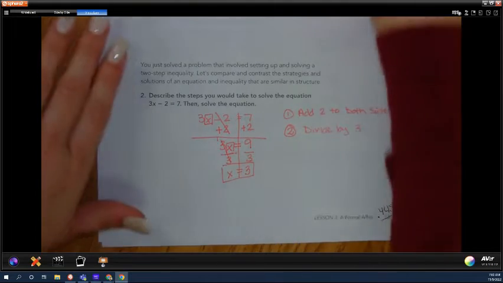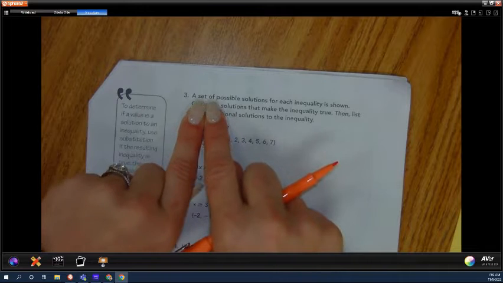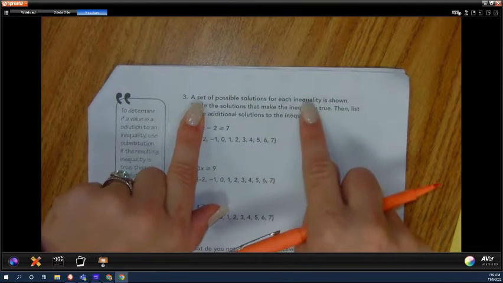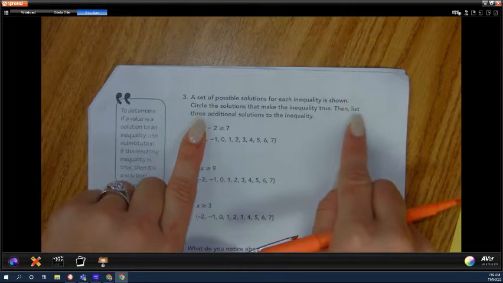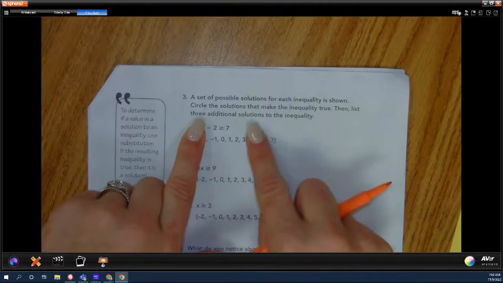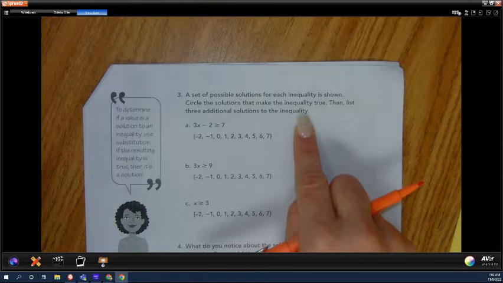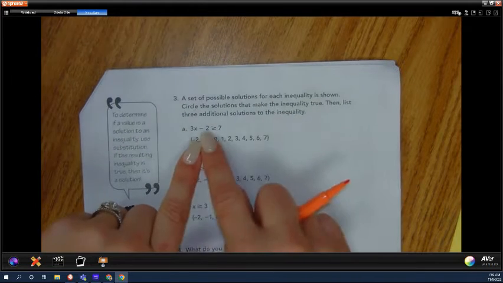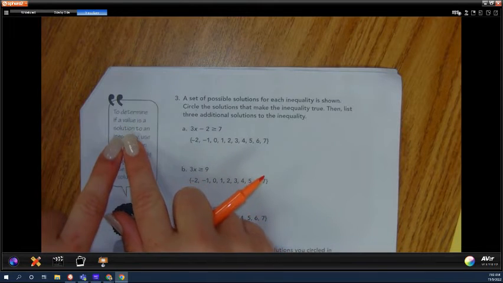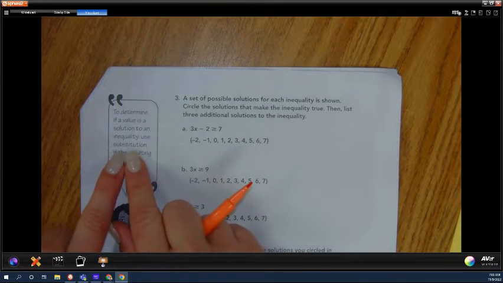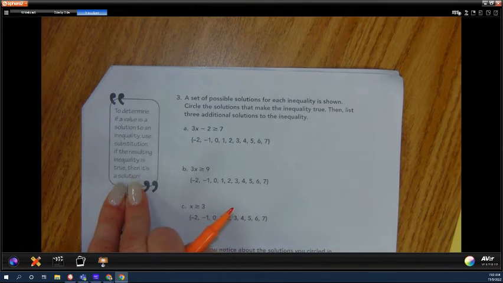Okay. Well, let's take a look at number 3 here. So number 3 says a set of possible solutions for each inequality is shown. Circle the solutions that make the inequality true. Then list 3 additional solutions to the inequality. Okay. So I need to know at what point does this make this inequality true? So it says to determine if a value is a solution to an inequality, use substitution. If the resulting inequality is true, then it is a solution.